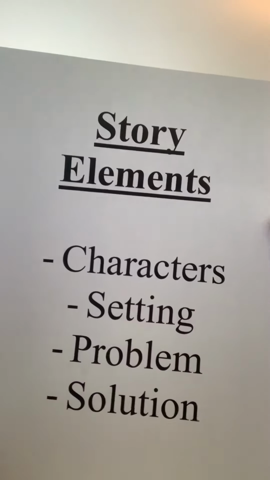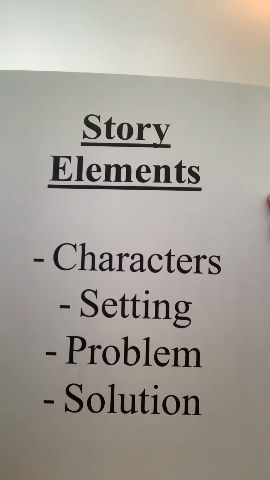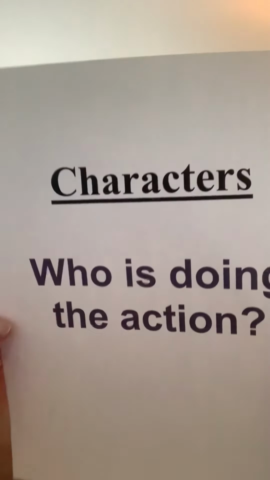So just a quick review. Story elements are characters, setting, problem, and solution. Let's review what those are. Characters are who is doing the action. Remember, that can be people in the story, it can be talking animals, it could be talking things like we've talked about before in Disney stories, like talking cars or a talking pencil. Anybody in the story that's doing the action.